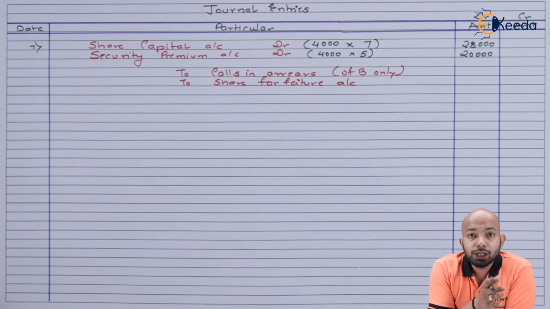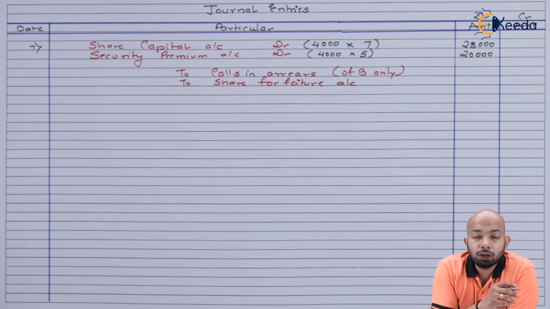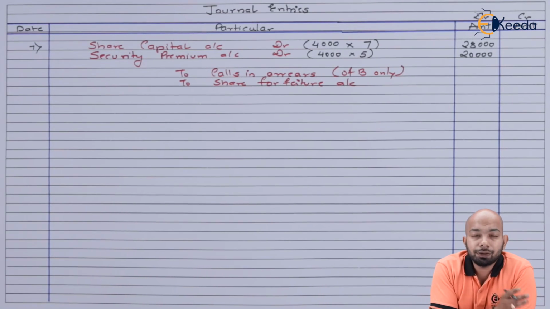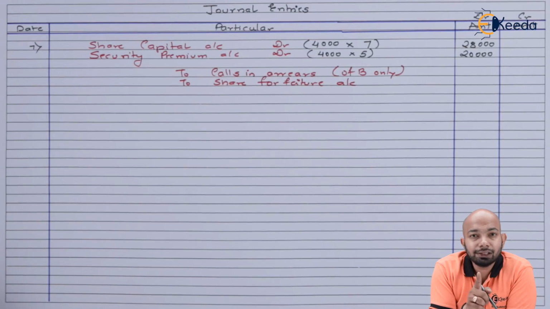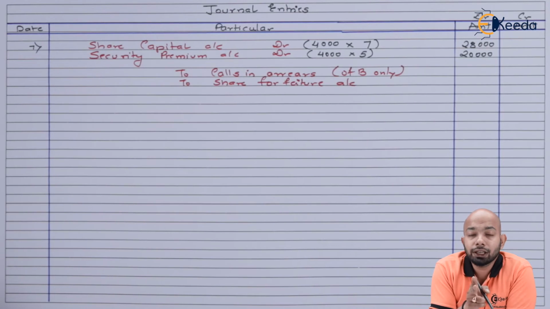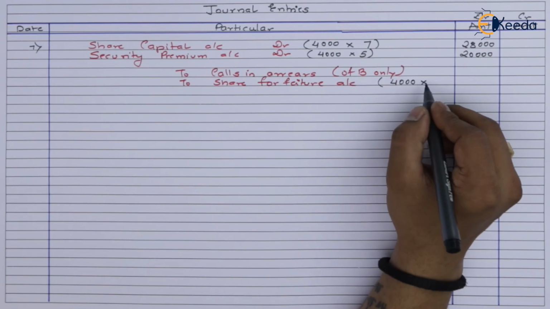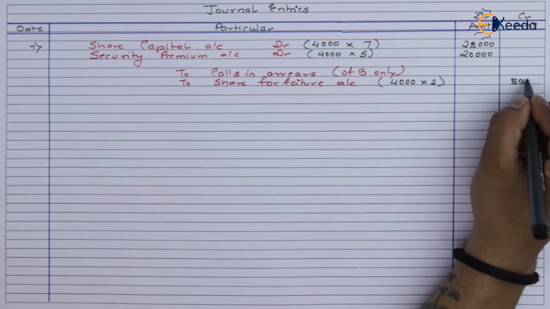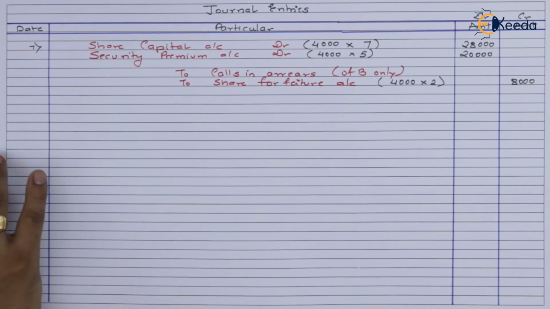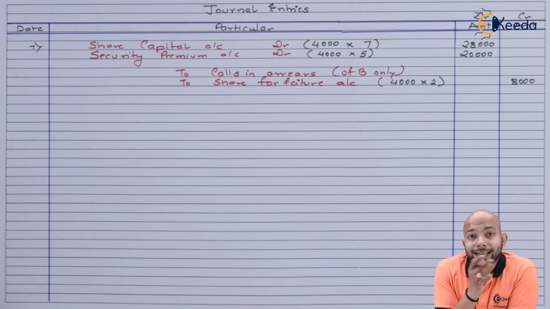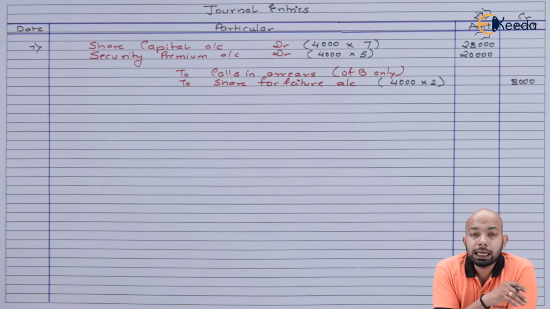Now, we'll be mentioning on the share forfeiture account whatever amount we have received. From this person, we didn't receive the allotment, we didn't receive the final call, we didn't receive the first call. So we have received only application money. So only that much will be credited into the forfeiture account.